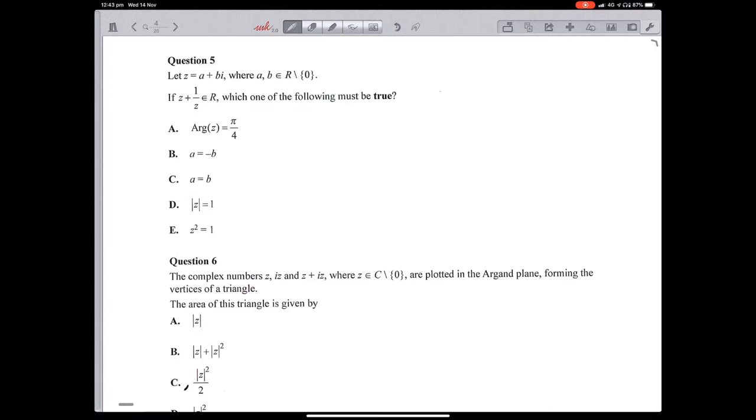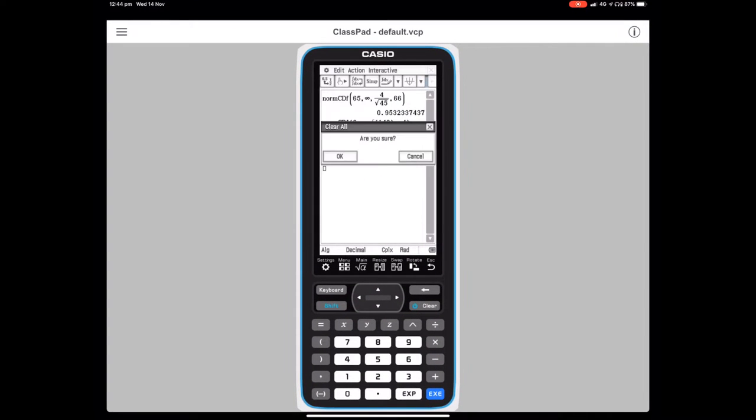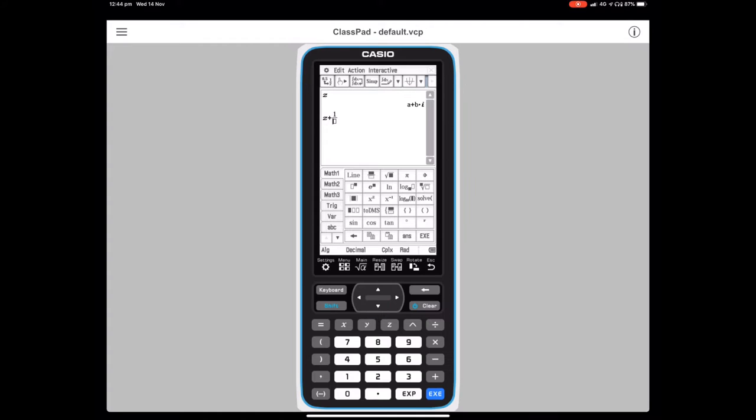Okay, a plus bi, z plus 1 on z is an element of all reals, which one must be true? Z plus 1 on z. I think I've got z defined. Yep. So, z plus 1 on z. Let's expand it. Okay, so there's my real part and there's my imaginary part.